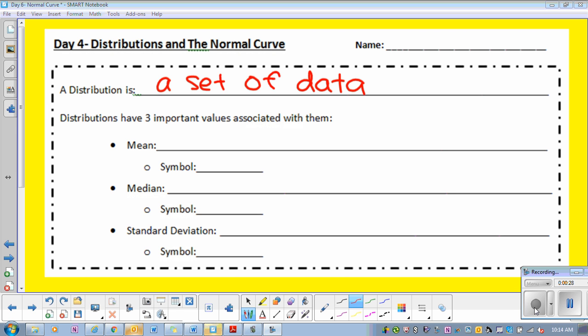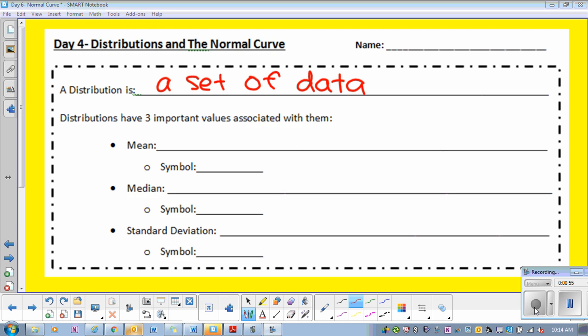I know you guys have learned about central tendencies, is that what they call it? The mean, median, mode, range, all that stuff, right? With distributions, for our sake, we're only going to look at 3 parts that are kind of important. The mean.